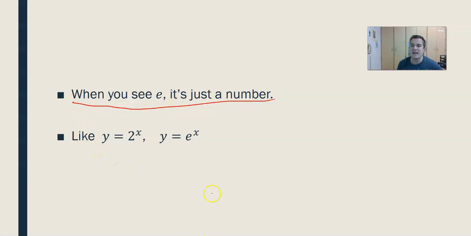Well, when you see e in an expression, it's just a number. So if you saw something like y equals 2 to the x, or y equals e to the x, that's just an exponential function. This one has a base of 2. This one has a base of 2.718 or whatever. So e is just a number.